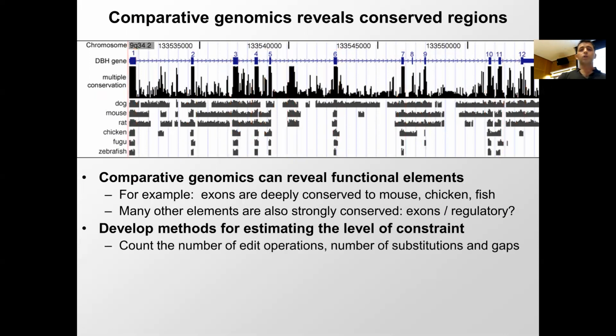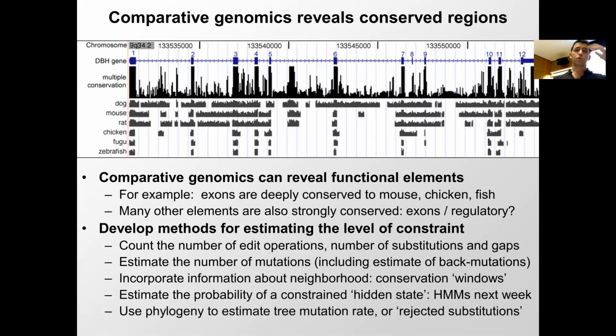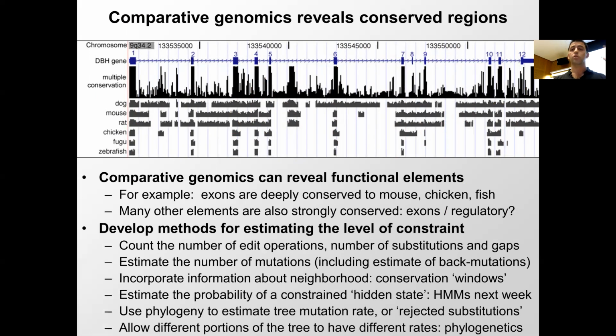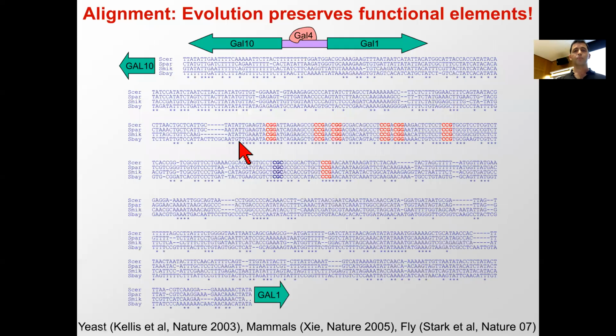So we're going to learn about how to use this to actually read evolution's notebooks, to figure out what regions carry out what functions, to distinguish protein coding genes, RNA genes, microRNAs, regulatory motifs, and we're going to learn all that in the evolutionary section of the course. But today we're going to focus on how do we even build these alignments. In all of these cases, I'm showing you nucleotides on top of each other. How can we build these alignments?